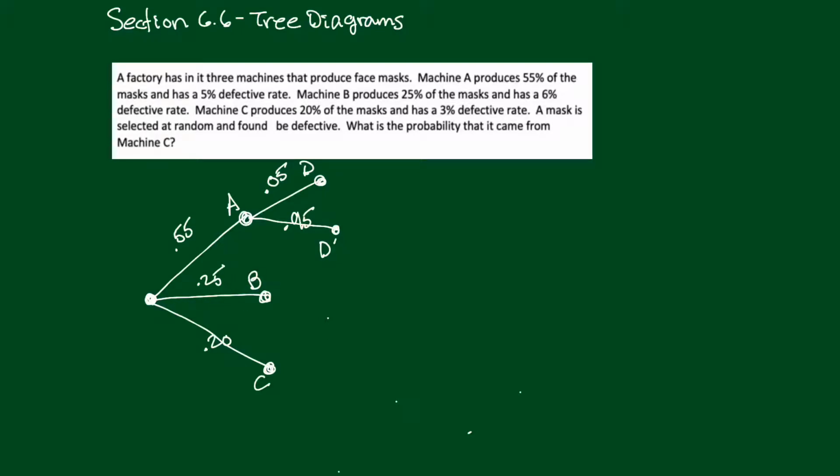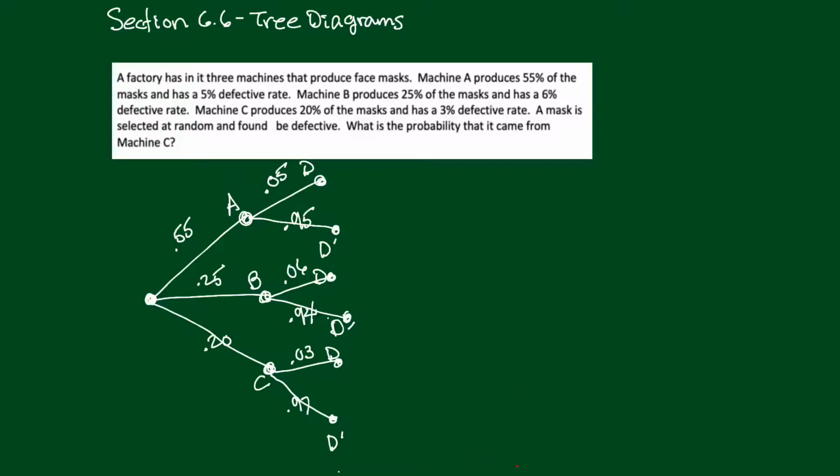Now for B, let's look at machine B. Well, that could be defective or, right, defective or non-defective, and 6% are defective. So 6% defective, then 94% are non-defective. And for C, machine C could be producing defectives or non-defectives, and let's see, what is that? That's 3%. So 3% defective, and that must be 97% non-defective.